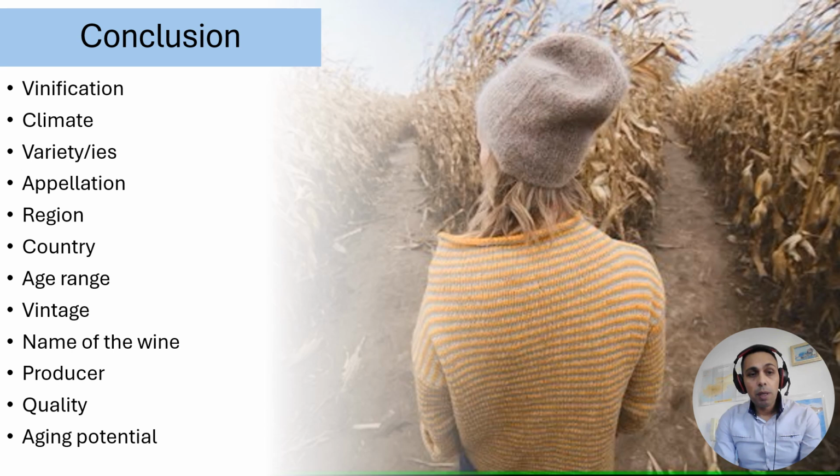Then it's about country, region, and appellation. Country, let's say, is going to be France. Region, let's say, is going to be Rhône Valley, and appellation, let's say, Châteauneuf-du-Pape. Name of the wine, and producer as well if you are confident enough. Then quality: quality starts from poor, acceptable, good, very good to outstanding. We are not going to use here the 100-point scale of Robert Parker. And the last one is about aging potential, of course.